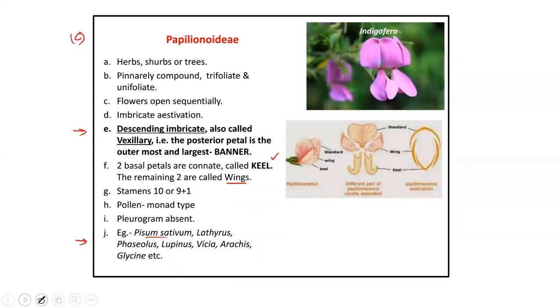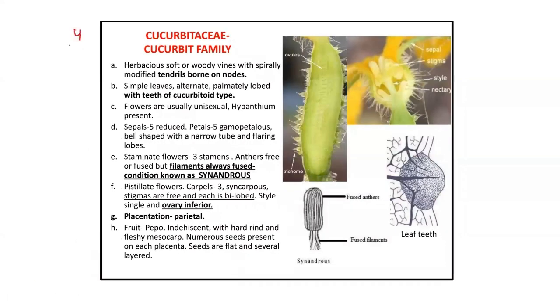Then we move on to the next important family, and that is the Cucurbitaceae family. The common name is the cucurbit family, and in this the tendrils are borne on the nodes. So this is an important point to remember. Then the leaves are simple, alternate, and palmately lobed, and they have got teeth of cucurbit type. So the presence of teeth is an important feature. Then the filaments of the anthers are fused, and such a condition is called synandrous, which is very important. You should be knowing what the synandrous condition is.